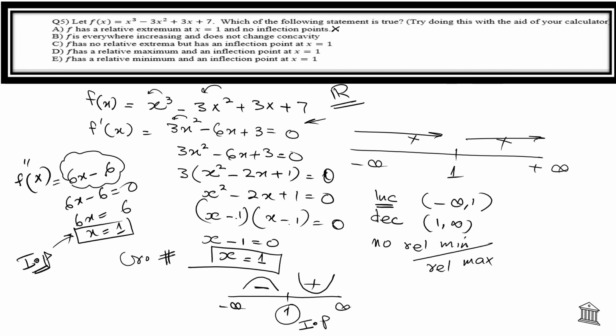Now, f has a relative extrema and no inflection point, that is not correct. This is wrong. F is everywhere increasing and does not change concavity is also wrong, because F is everywhere increasing but it has concavity. F has no relative extrema but has an inflection point at x equals 1. This is correct. F has relative maximum and an inflection point. No, it doesn't have any extrema, so no relative minimum, no relative maximum, only an inflection point. That is true. So my third option is true.